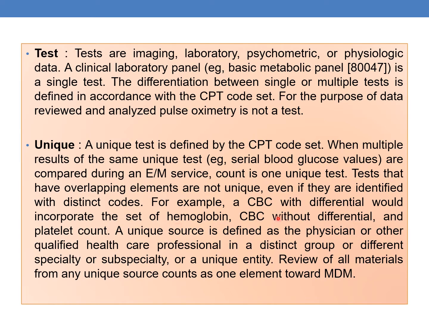For example, a complete blood count, CBC with differential, would incorporate the set of hemoglobin, CBC without differential, and platelet count. Here you need not count three tests: hemoglobin, CBC without differential, and platelet count. All these things are included in the CBC with differential test.